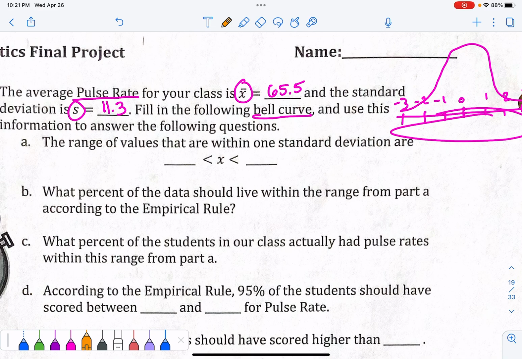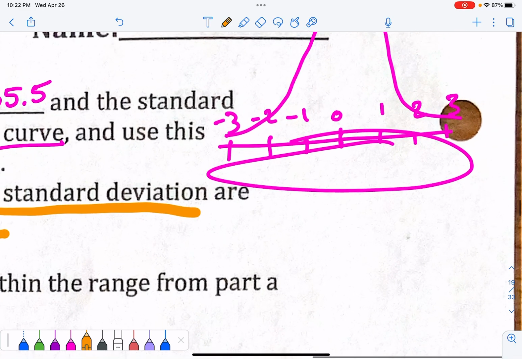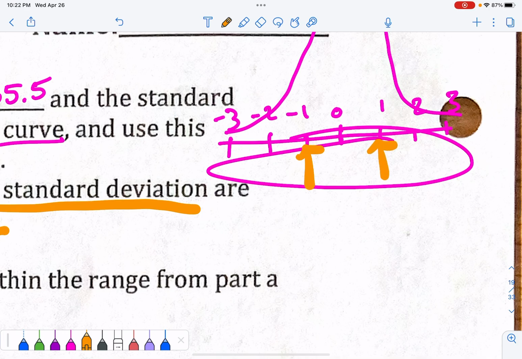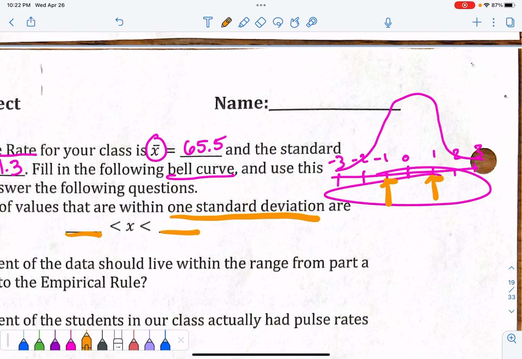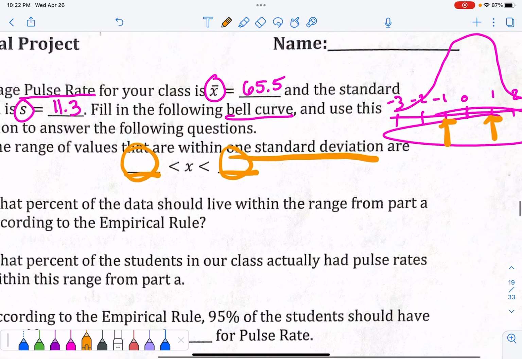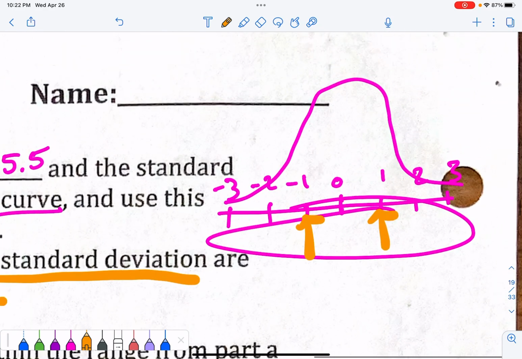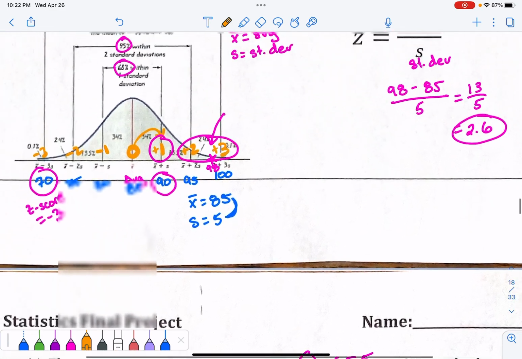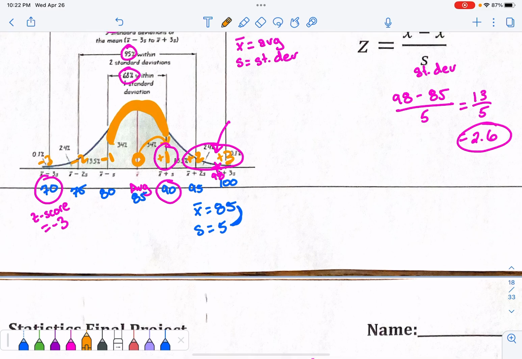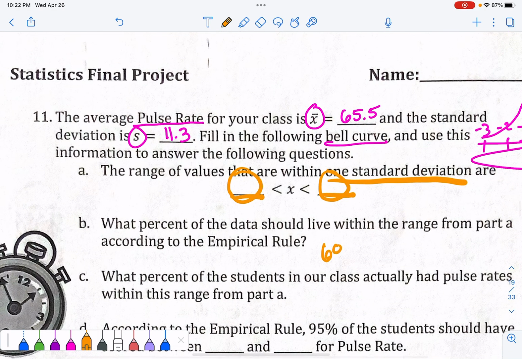All right, a couple questions and then I'll set you free. The range of values that are within 1 standard deviation are this guy and this guy. 1 standard deviation would be this number and this number, okay? So we're trying to figure out what those 2 numbers are. List them here after you've added and subtracted, okay? Next, what percent of the data should live within there according to the empirical rule? What percent of values lives between here, okay? If I go back up to my bell curve, what percent of values should be, according to this, between there? 68%. There you go. I'll answer that one for you.